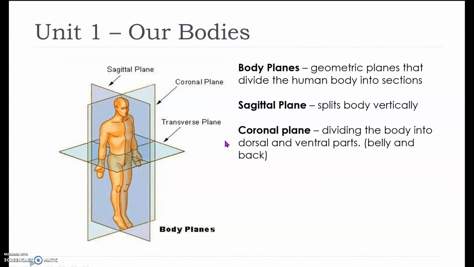Okay, the next one, coronal plane. Repeat after me. Coronal plane, dividing the body into dorsal and ventral parts, belly and back. Very good. As we can see on the picture model, coronal plane is this imaginary line right here, dividing the body into dorsal and ventral, belly and back. So this line right here in the middle, that is the coronal plane.